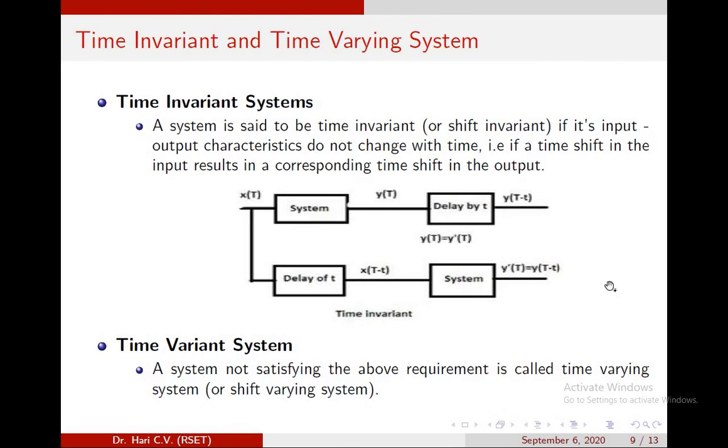The time invariant and time varying systems. A system is said to be time invariant or shift invariant if its input output characteristics do not change with time. That is, if a time shift in the input results in a corresponding time shift in the output. The time invariant system is shown in the figure. The time variant system does not satisfy the above requirement. Such type of systems is called the time varying system or shift varying system.